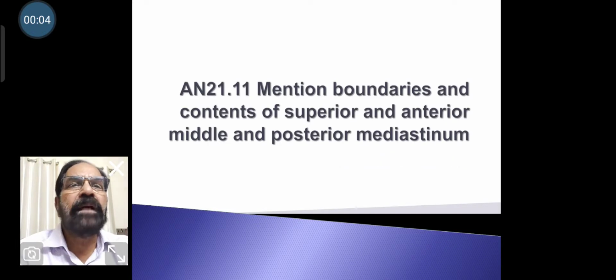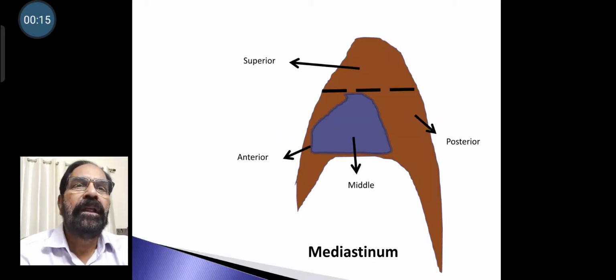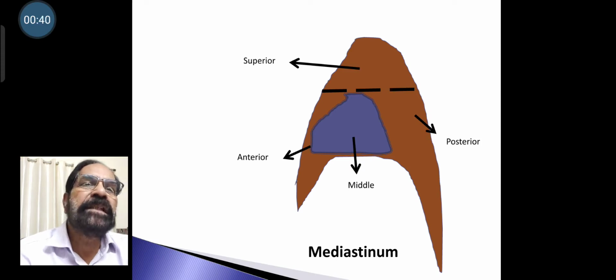So in this we study the competency, that is boundaries and contents of superior, anterior, middle and posterior mediastinum. In this picture you can see the mediastinum. One imaginary line passes from the sternal angle to the junction between the 4th and 5th thoracic vertebra. Above that imaginary line is the superior mediastinum. Below that is the inferior mediastinum. And the inferior mediastinum is divided into three parts by the pericardium and heart.